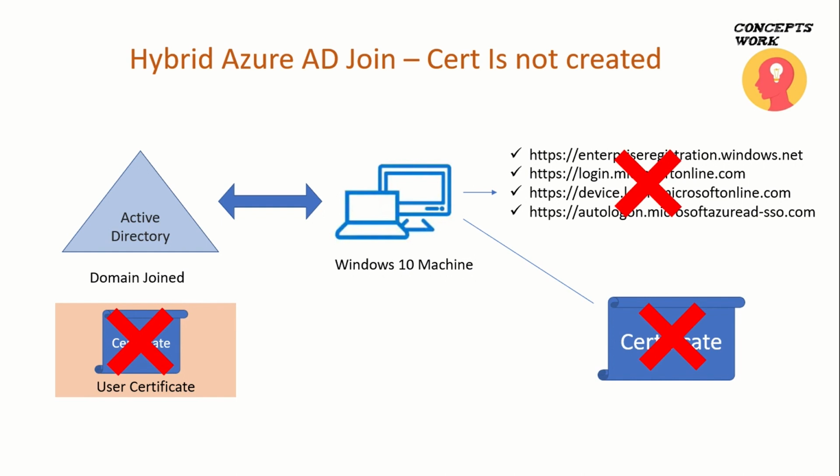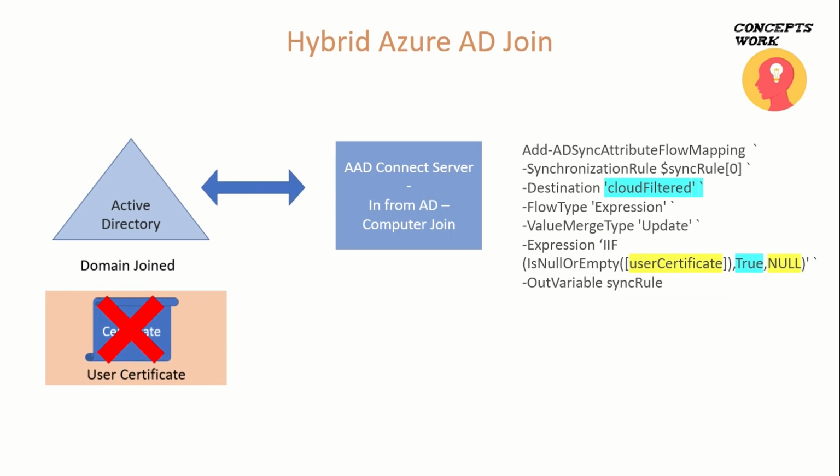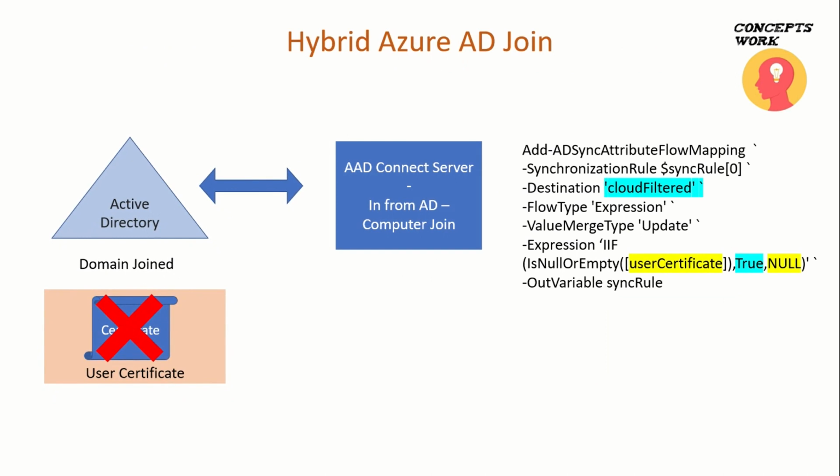Now the question comes, why am I emphasizing so much on this user certificate attribute? Because if this user certificate attribute is not populated, your computer object will not be synced to Azure Active Directory. That means you're failing at the prerequisite part itself. Now the question comes, why exactly does all this happen? Because if you navigate to the Synchronization Rule Editor on your AAD Connect and check the rule named In from AD - Computer Join, you'll find a condition there that says the cloud filtered attribute has to be set to true if user certificate value is null.